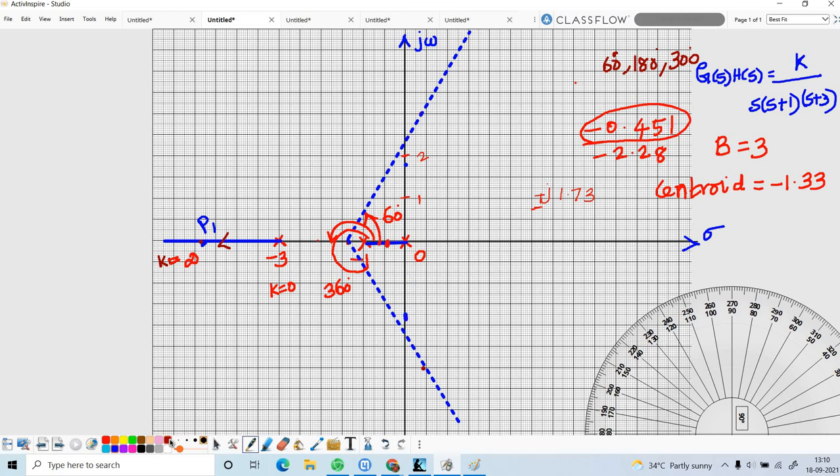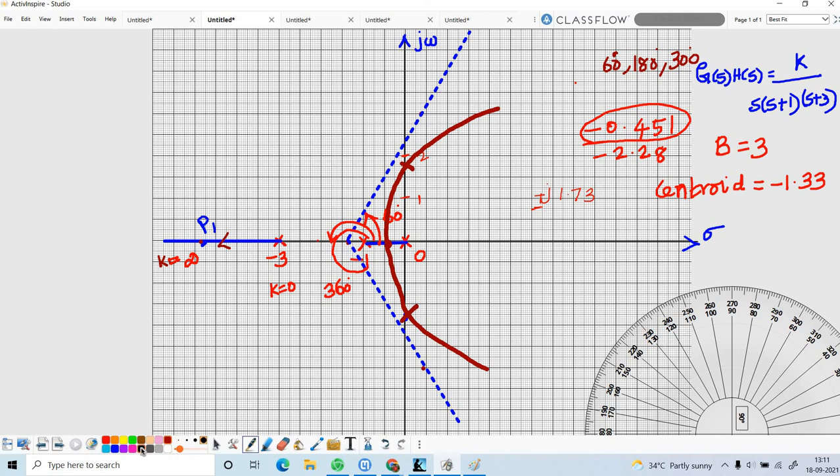Next, I am going to mark the root locus plot. Here, this is the root locus that crosses the imaginary axis at plus or minus j 1.73. So this is the point that is the breakaway point. This is the breakaway point. Okay, these are about the root locus.